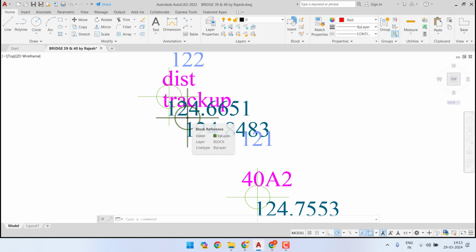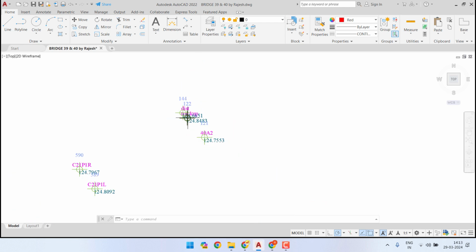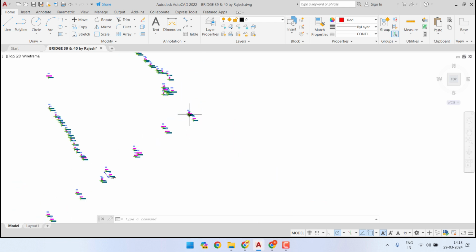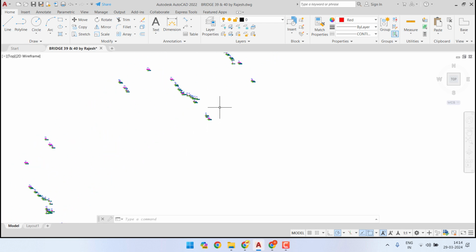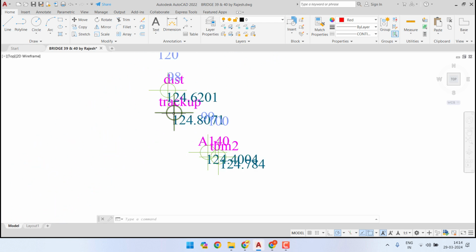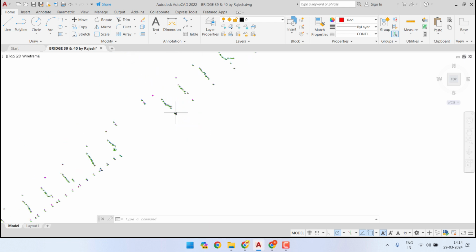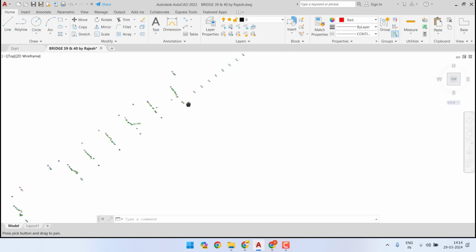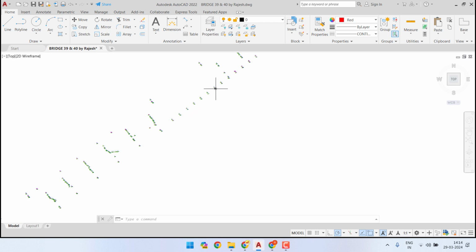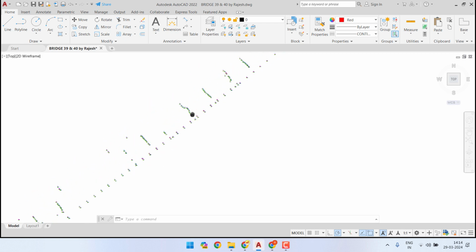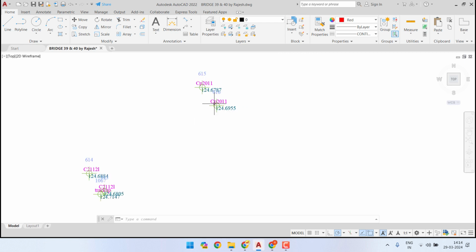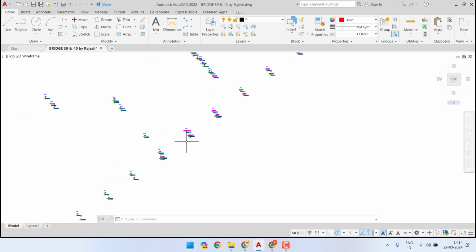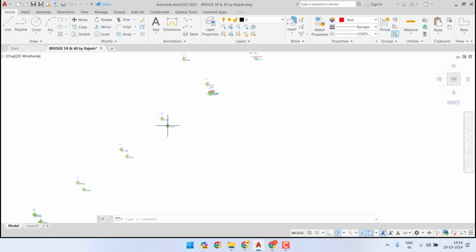This is the last channel sleeper data of this 40 upline, and this is the first channel sleeper data, this track up of the bridge 40 up. Then there is a straight portion of approximately 190 meters from here to here. Then there is bridge 39. Bridge 39 is from here, from this location to somewhere around here.